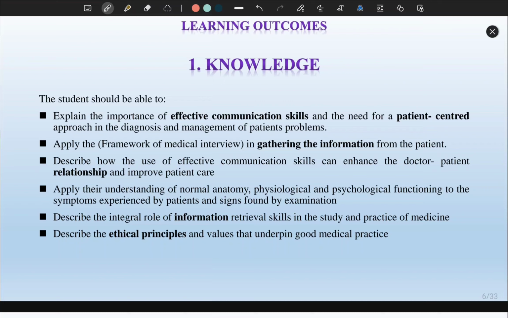I have to encode it, and the message should be delivered through a channel. We have different channels. We will discuss it now. And then the receiver, you as a receiver, should decode this message. You receive it, and then you will do something which we call feedback, so that the source knows that the message is received well and understood. Okay, so this is the cycle.